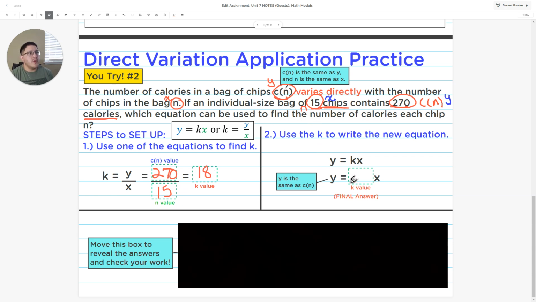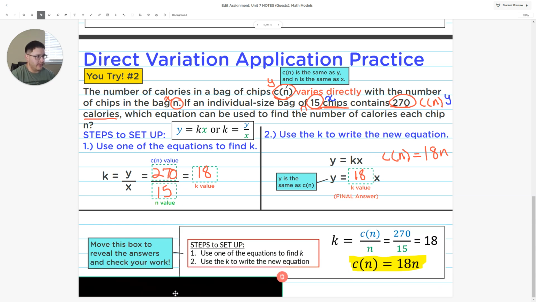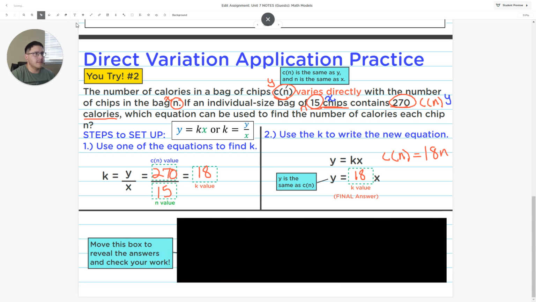Use the k to write the new equation, y equals 18x. Or if you want to write this in terms of what the word problem said, this is C of n is equal to 18n. And then just to show you what the answer is, there it is. That's it for You Try number 2.